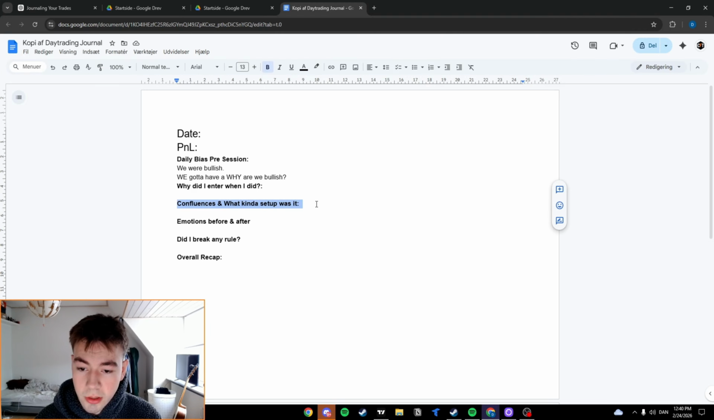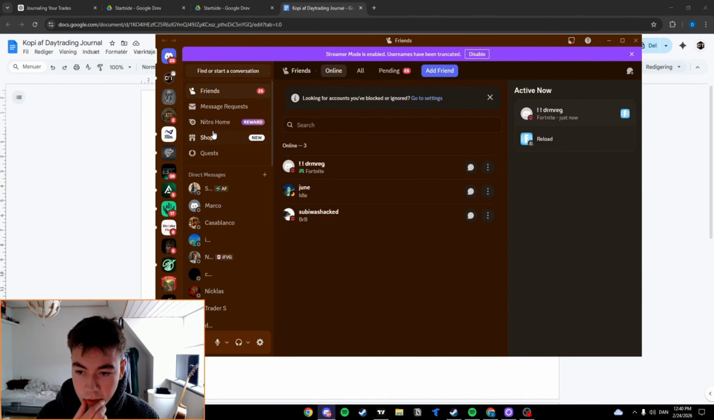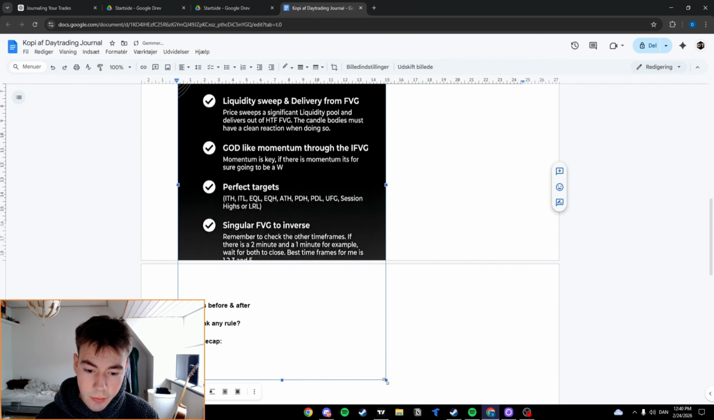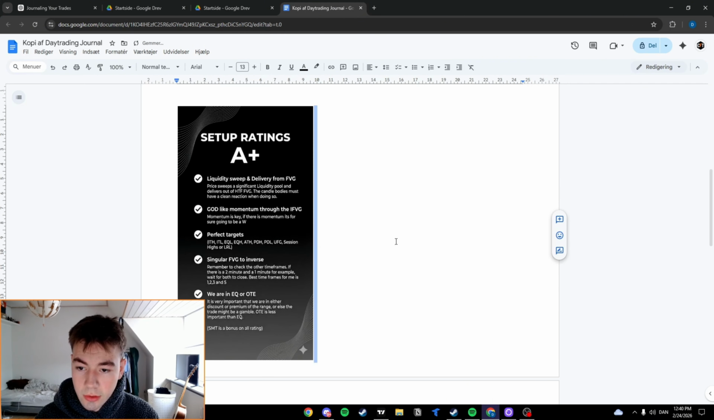Next up, we have confluences and what kind of setup it was. So confluences. Let me show you real quick here. I have this setup rating guide right here. Basically, this is what I want to see when looking for one of my setups. It really depends if it's a continuation model or a reversal model. This is for the reversals.